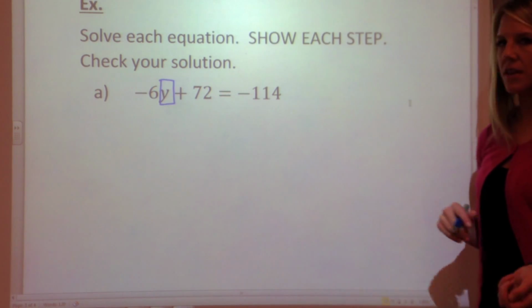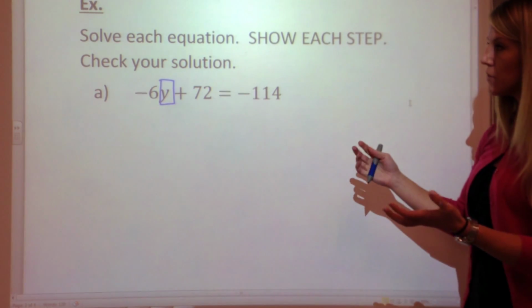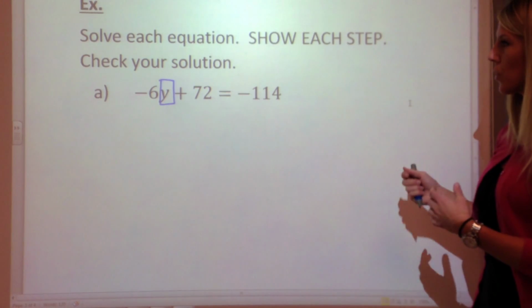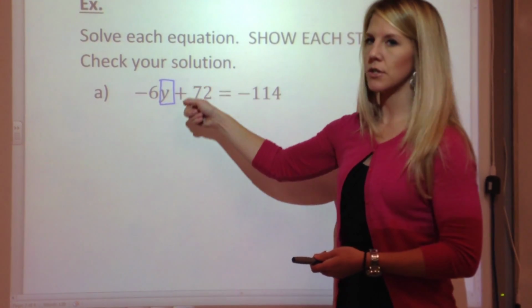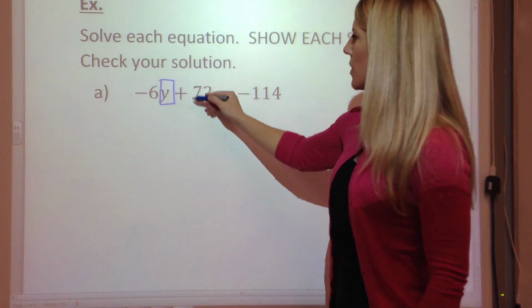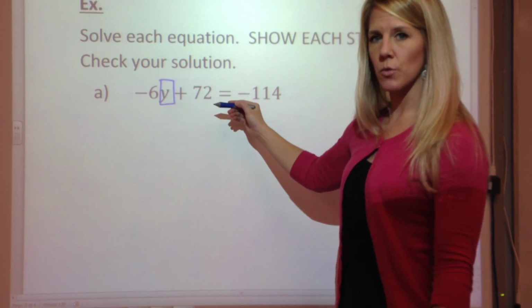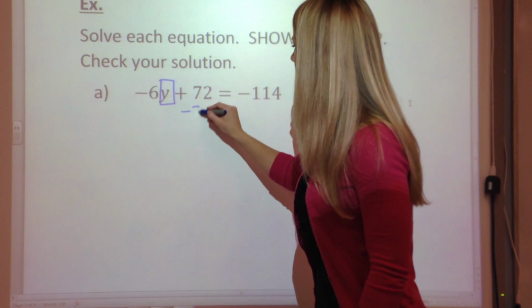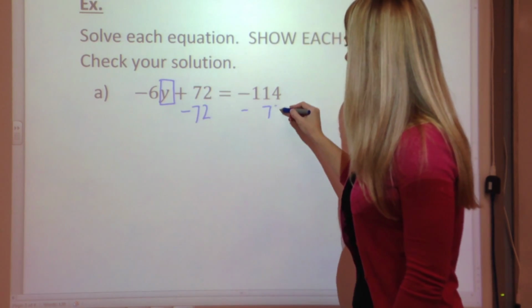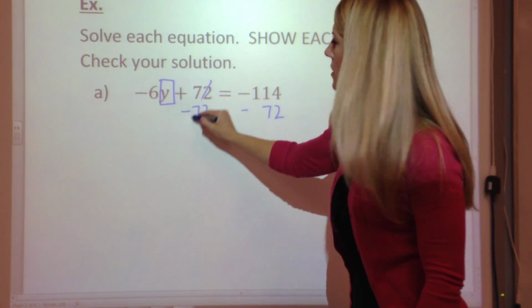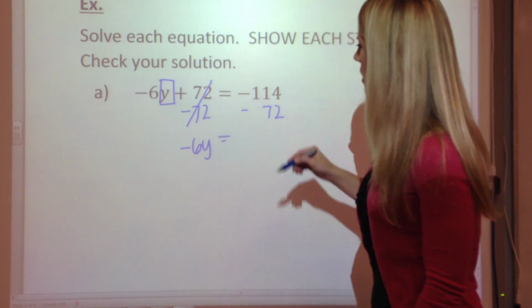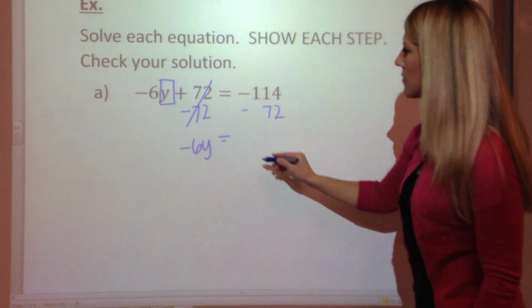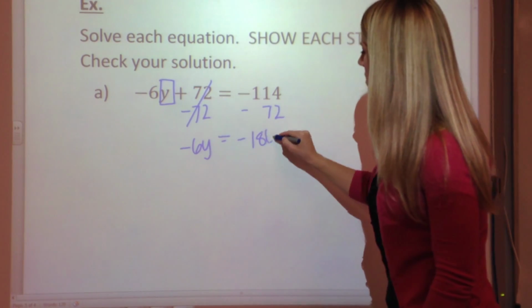So the very first thing that I can do, I have negative 6 times y plus 72 equals negative 114. So I can go ahead and move this 72. I want to make this 0. So I'm adding 72, so what do I do to both sides? I subtract 72 from both sides. 72 minus 72 is 0. I'm still left with negative 6y equals negative 114 minus 72, negative 186.